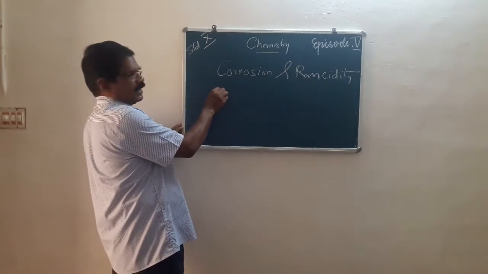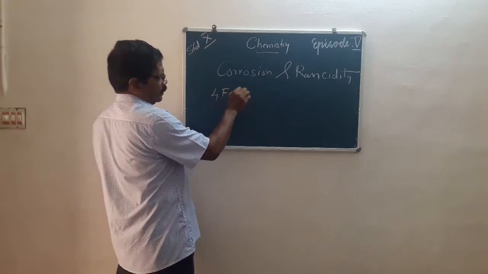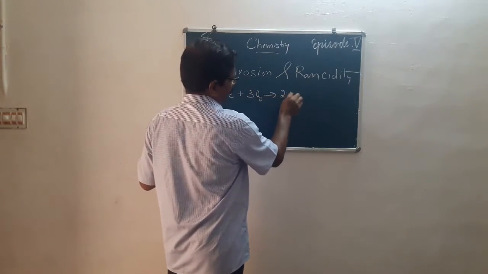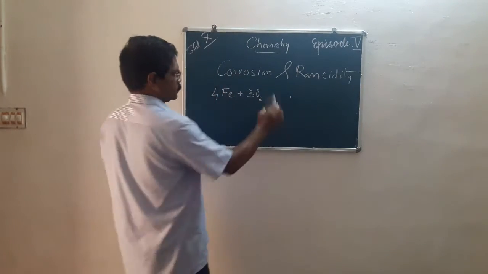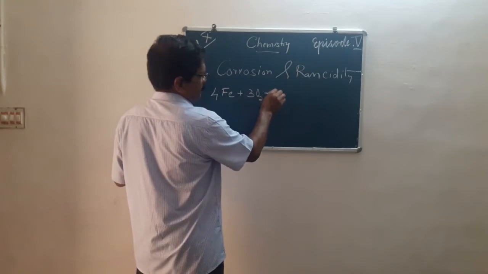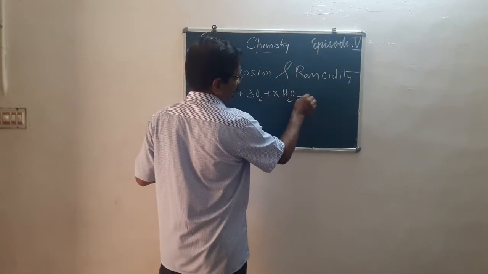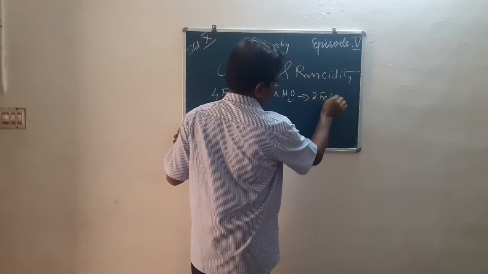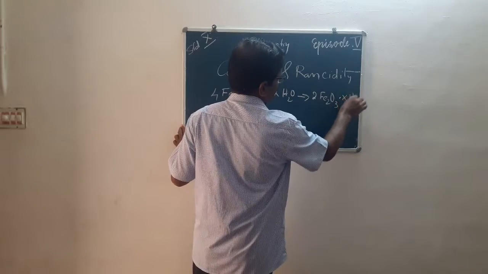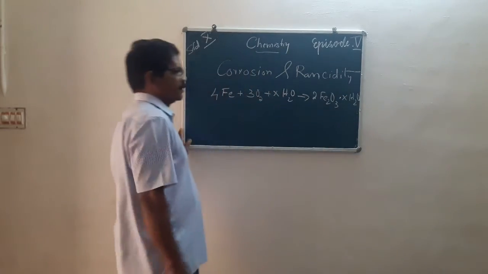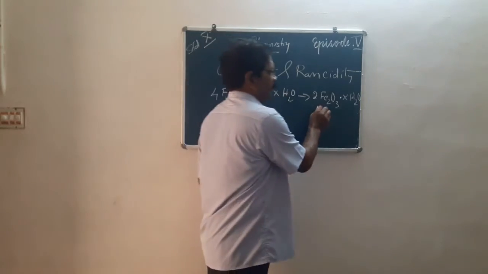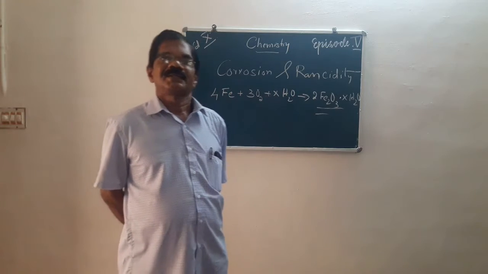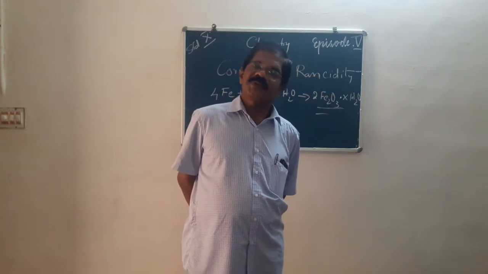the chemical reaction taking place, which is 4Fe + 3O2 + xH2O gives 2Fe2O3.xH2O. This is known as rust. You already heard that the Taj Mahal also is fading in color.